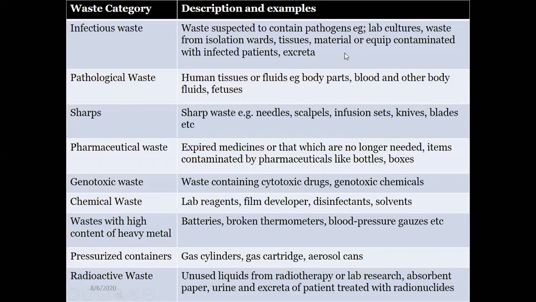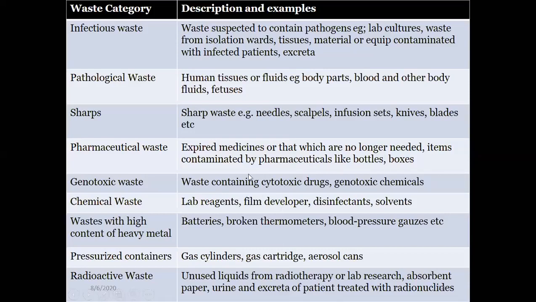Pathological waste is not infectious directly, but it may lead to infection after some time through contamination with microbes, like human tissue, clothes, blood, and other body parts. Sharp instruments may be needles, scalpels, infusion sets, knives, plates. Pharmaceutical waste is expired drugs or unused bottles of liquid medicines. Genotoxic waste is generated from cytotoxic waste after treatment of cancer patients.